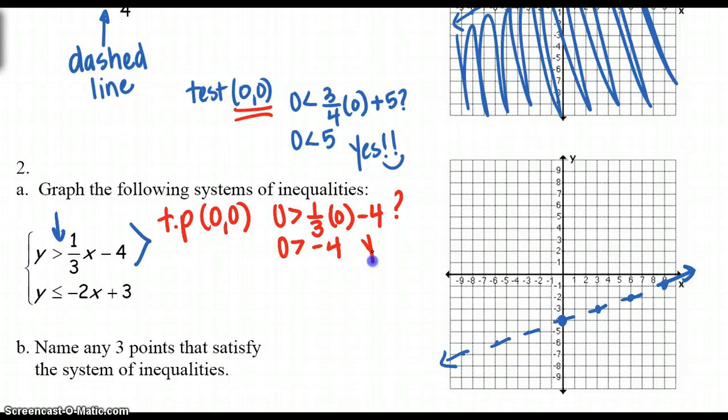And yeah, it's definitely greater than -4. So here's my test point. Since this was true, I am going to shade that side of the dotted line.